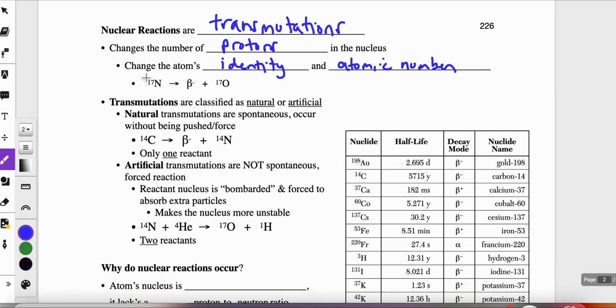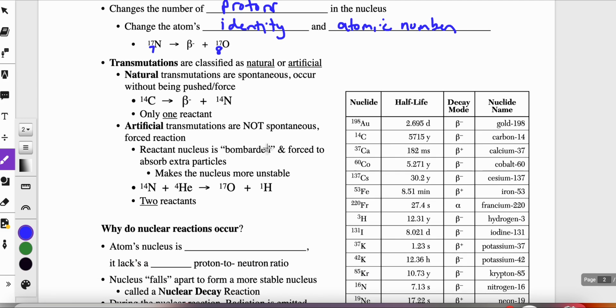So if you take a look here, you start off with a nitrogen, and at the end of the process, you end up with an oxygen. Nitrogen has 7 protons, but oxygen has 8. So this transmutation forced this nucleus to go from having 7 protons to 8, and as soon as you have 8 protons, it is no longer nitrogen but oxygen.